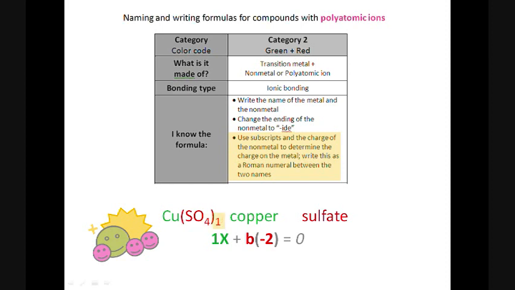It would be an understood 1. This means there is only one sulfate ion as a part of this chemical compound. That means the value of B here is 1, because there's only one sulfate family.